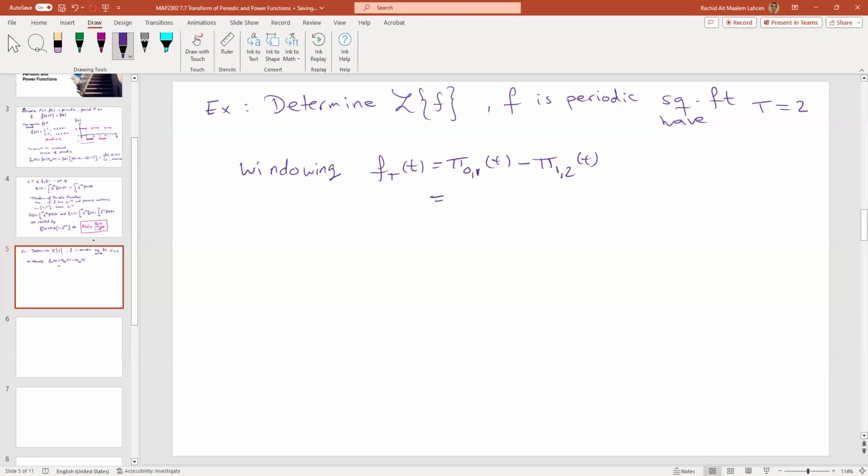So the formula is, of course, u of t minus 1. We don't have any multipliers here. Equal to u of t minus 0 minus u of t minus 1. This is for the first one. Minus, then we do a similar thing for this: u of t minus 1 minus u of t minus 2. All right.